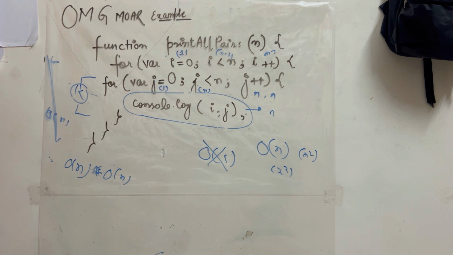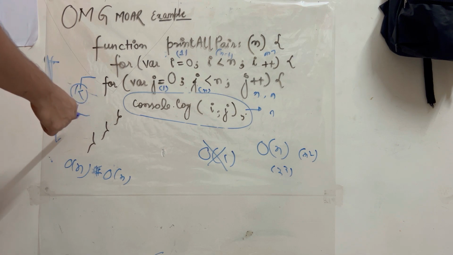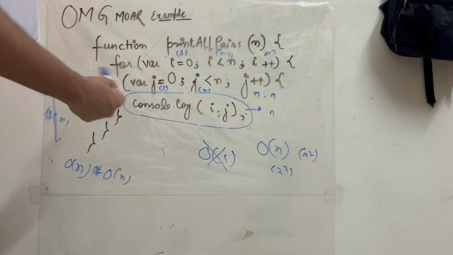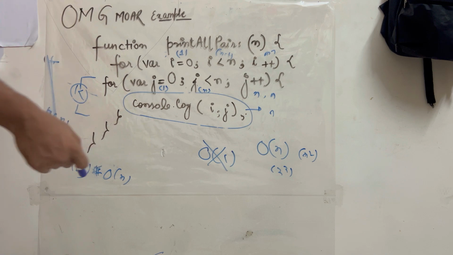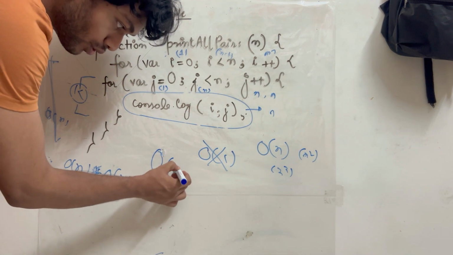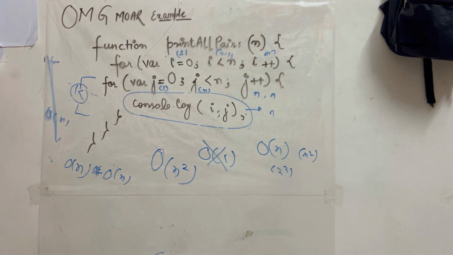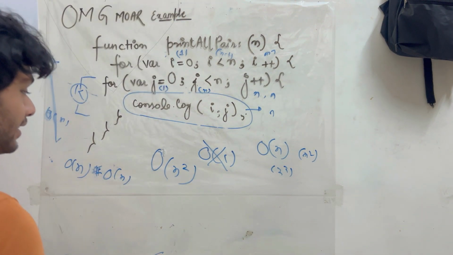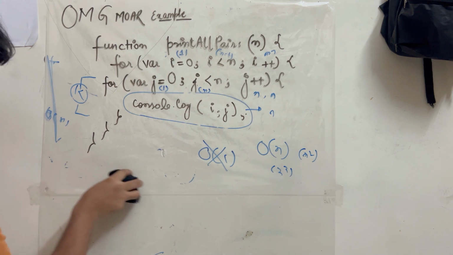O of n times. That means when an O(n) operation is inside of an O(n) operation, in that case we have a big O notation of O of n square. Okay, now this sounds a little bit confusing and painful. We'll try to understand it like this.